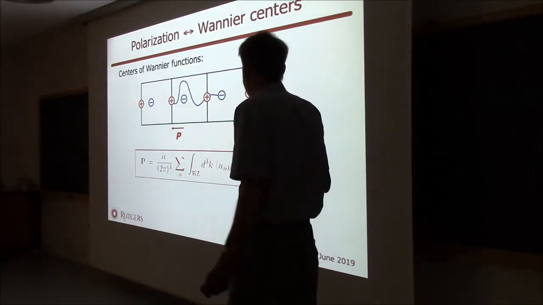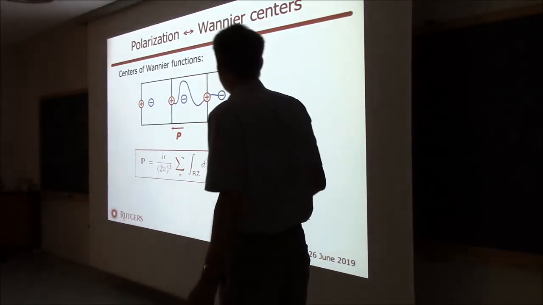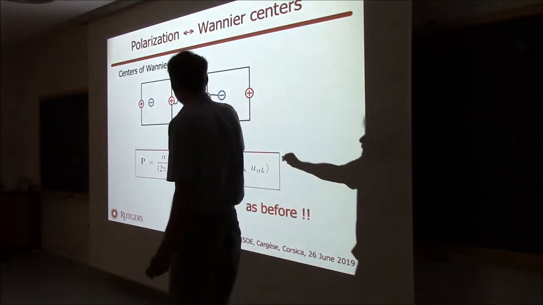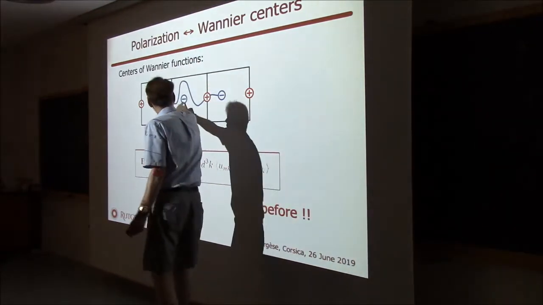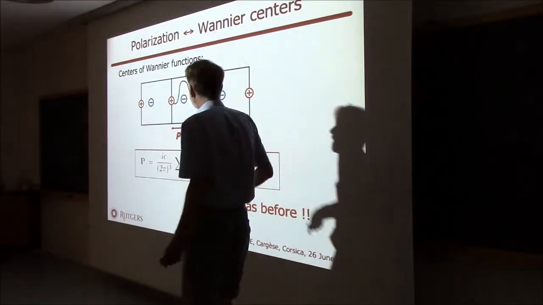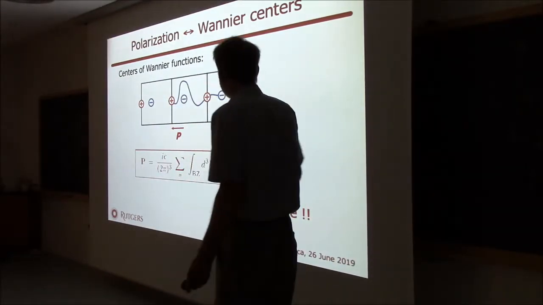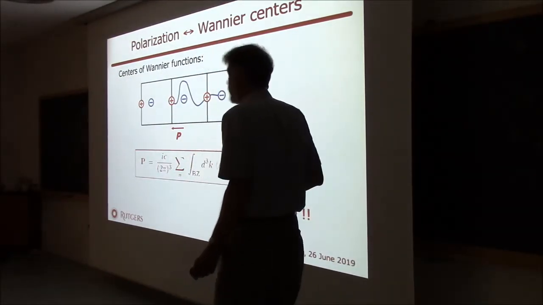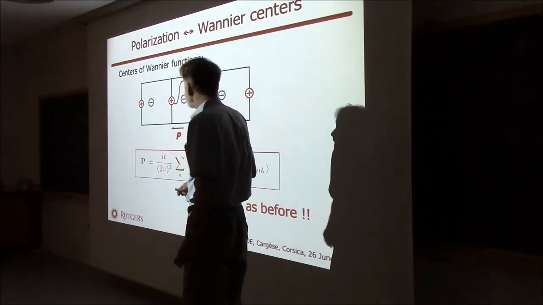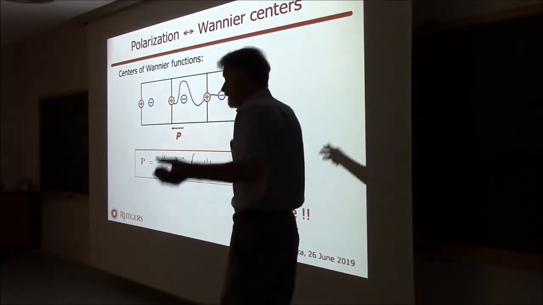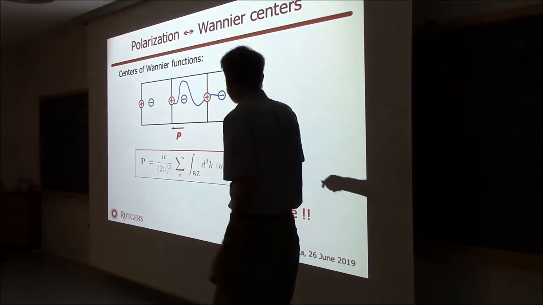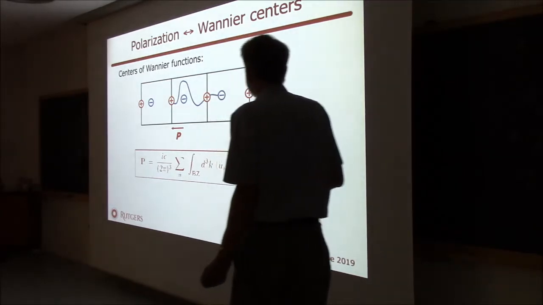And then I can forget about the distributed charge. I can think of the crystal as just composed of these positive and negative point charges. And then the polarization that I want to compute is just the polarization of this toy model. So I basically reduce the real quantum mechanical charge distribution to these point charges located at the Wannier centers.